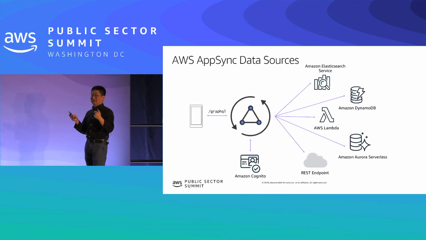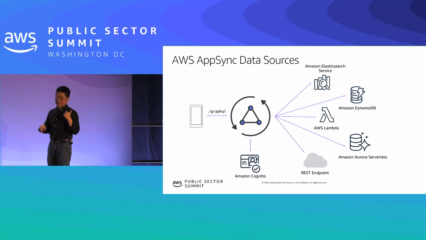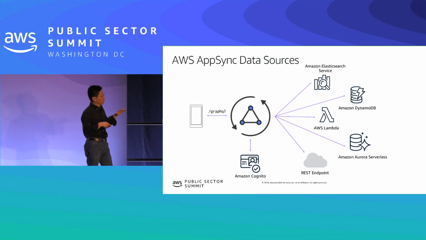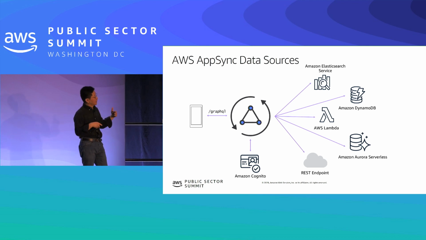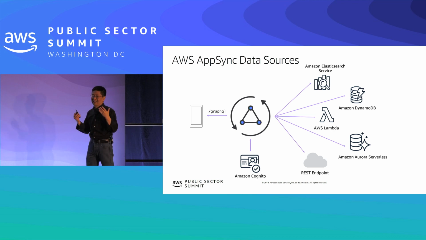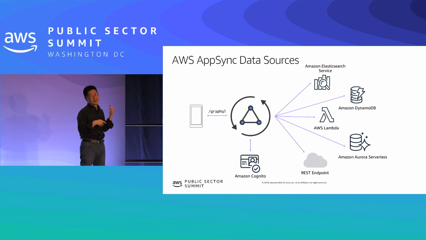Now let me talk a bit about AppSync data sources. As I mentioned, out of the box, we support a variety of data sources. For example, DynamoDB, which is a really popular choice. It's our key-value NoSQL database. You can even store JSON or binaries in the DynamoDB table.